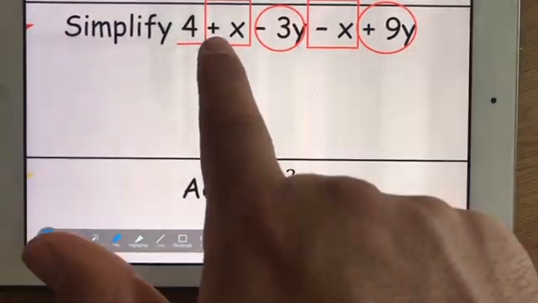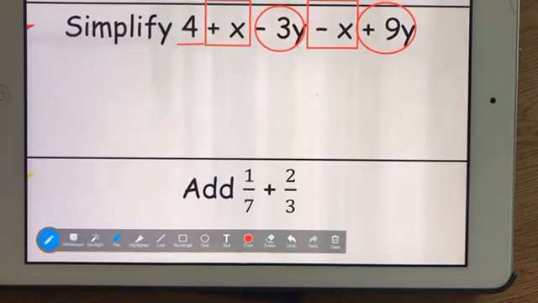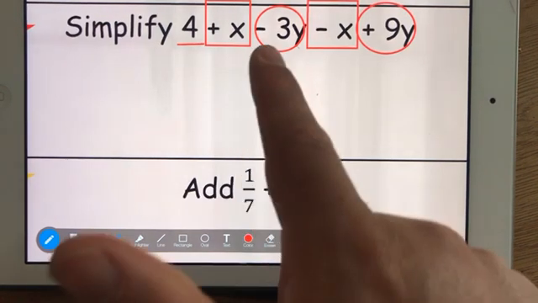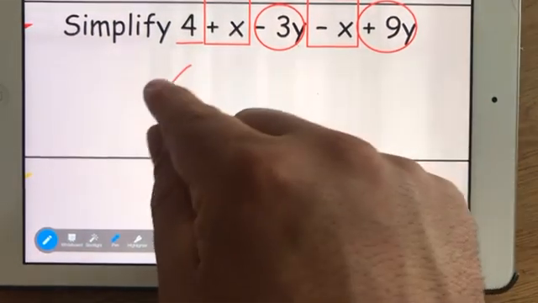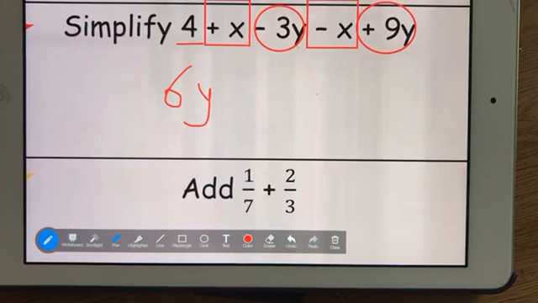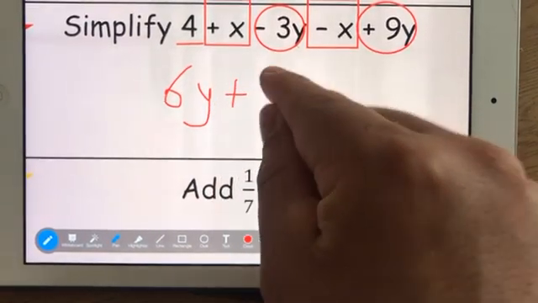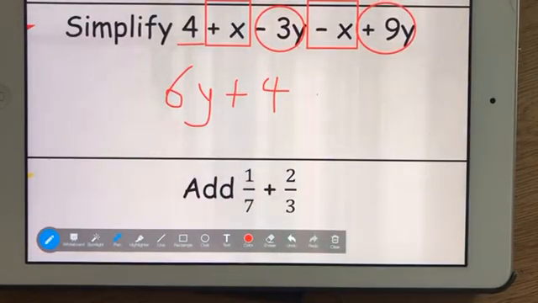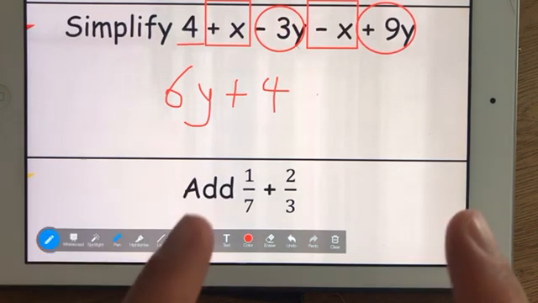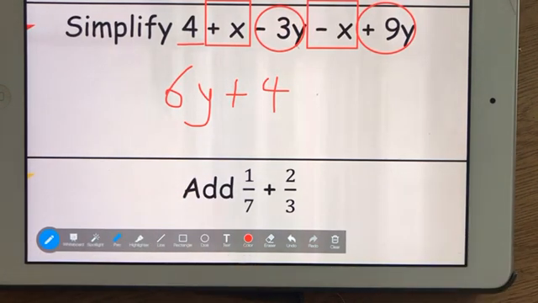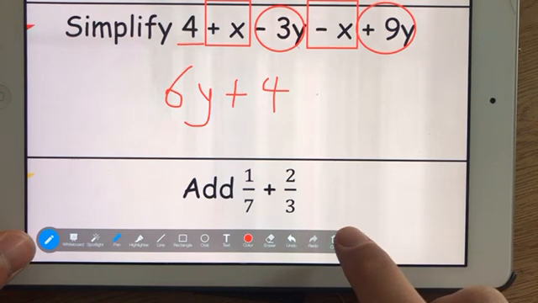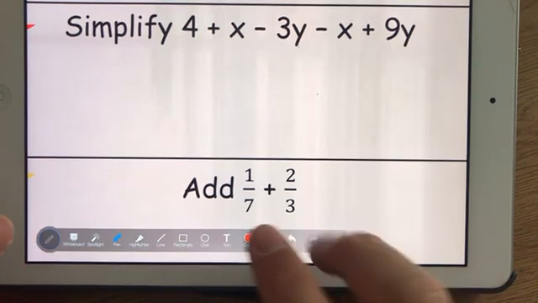So I've got 1x take away 1x, which is just going to give us nothing. They'll cancel out. Minus 3y plus 9y is positive 6y. And that positive 4 just needs to go at the end. It can't go with anything. It hasn't got a partner, hasn't got anything that's attached, so we can't put it with the y's. It's got to stay separate. So 6y plus 4 is as simple as it'll get. 1 point.